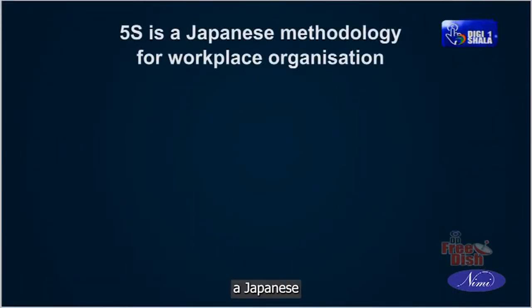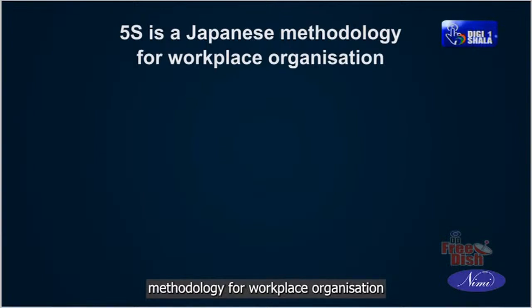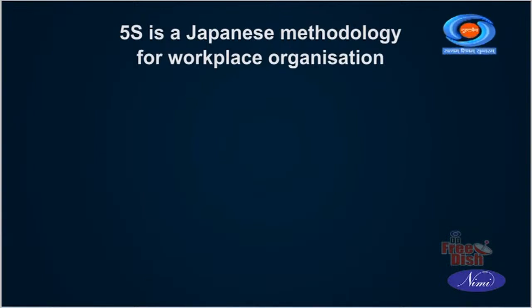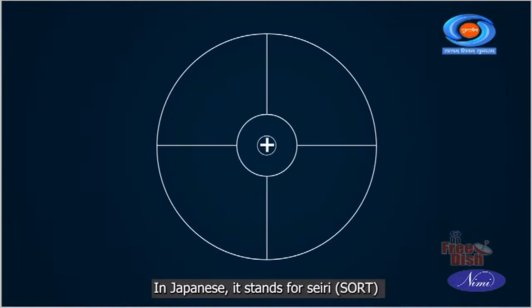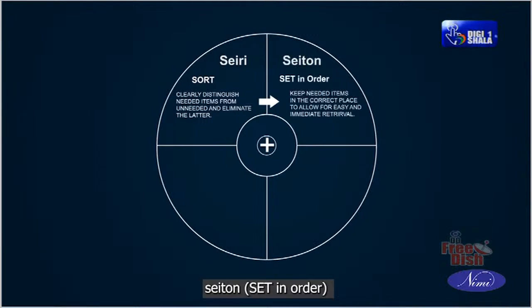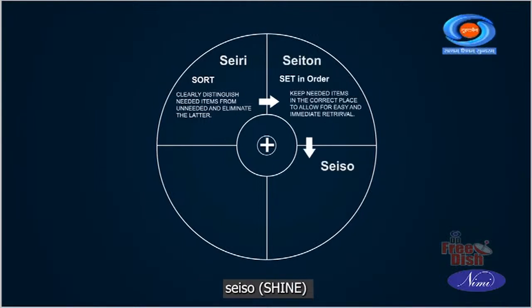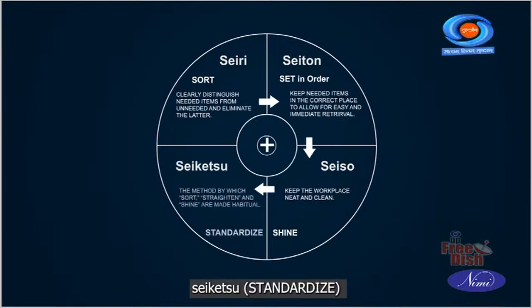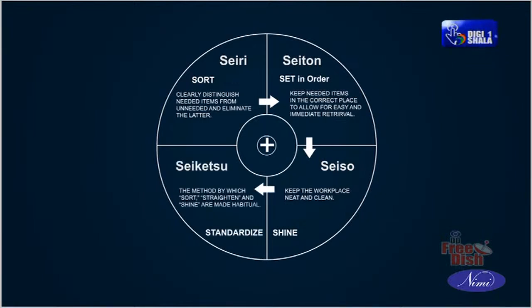5S is a Japanese methodology for workplace organization. In Japanese, it stands for seiri, sort, seiton, set in order, seiso, shine, seiketsu, standardize, and shitsuke, sustain.